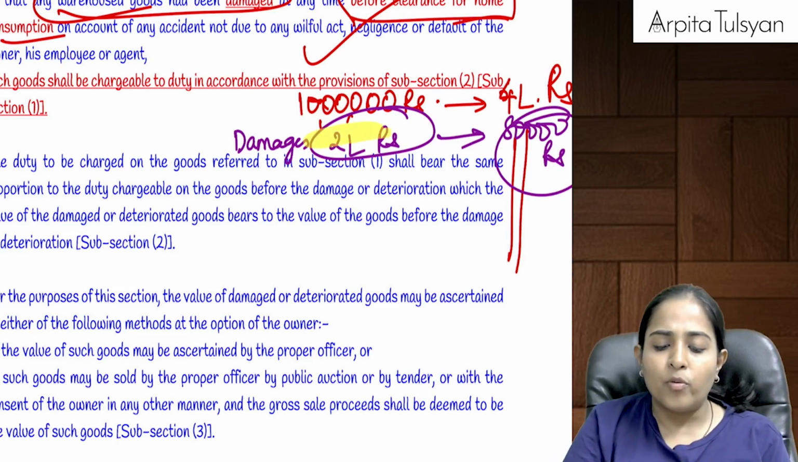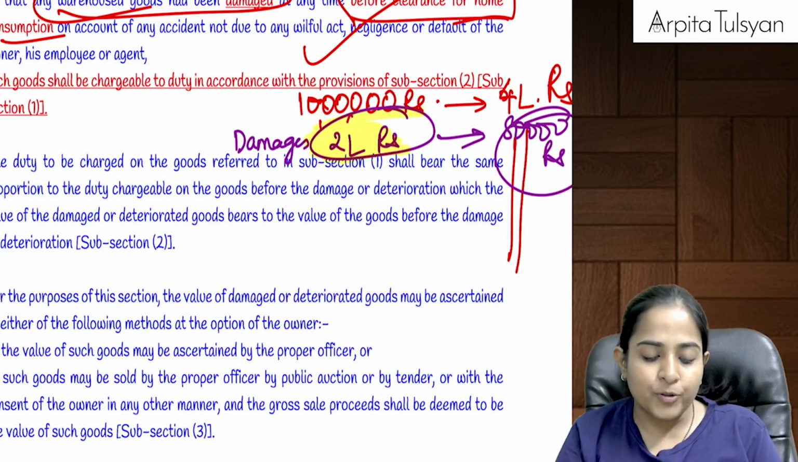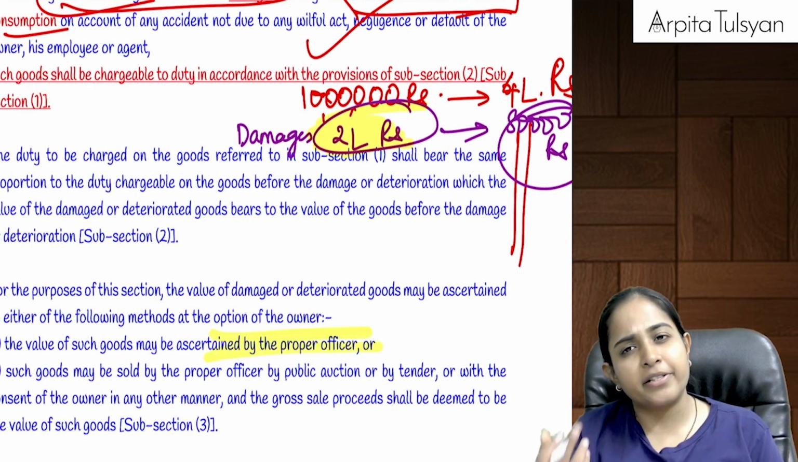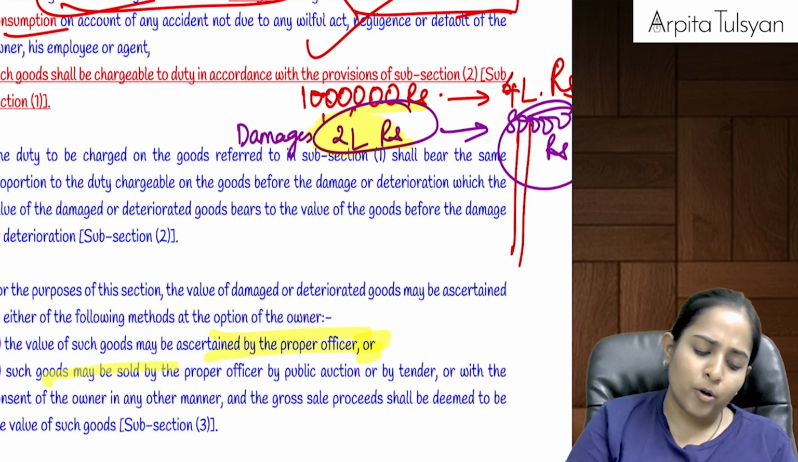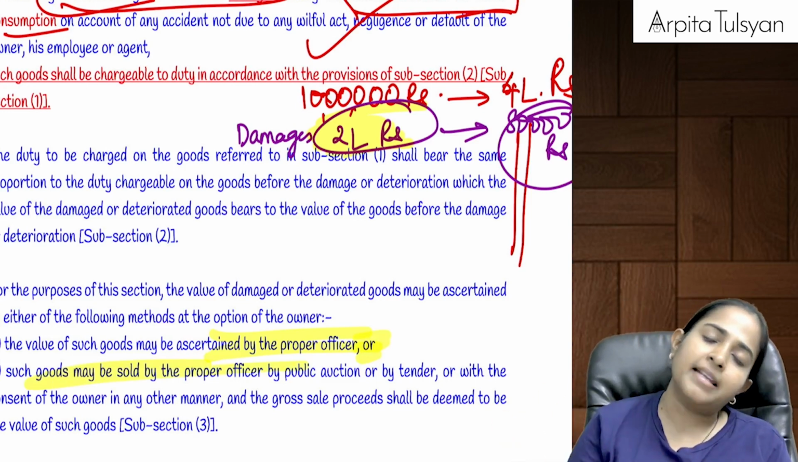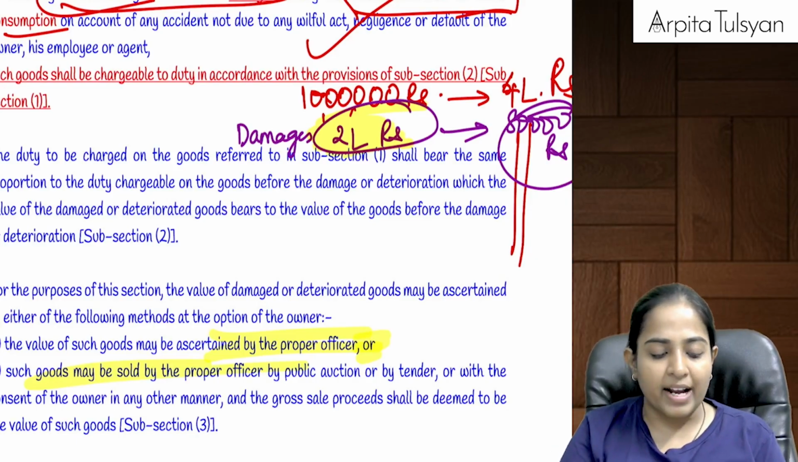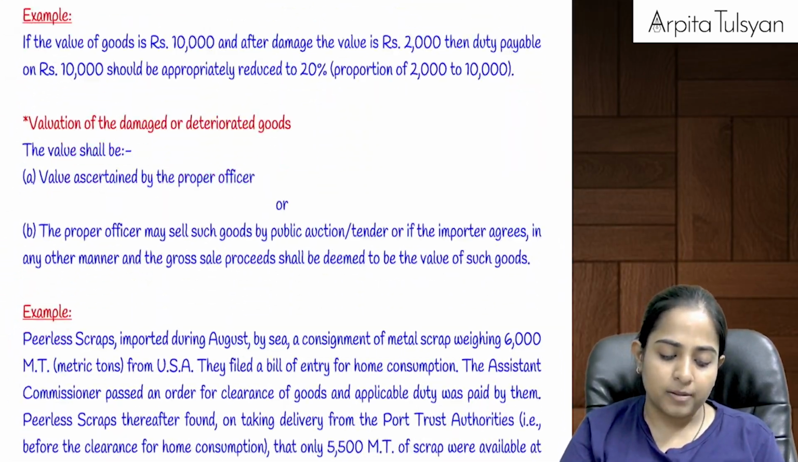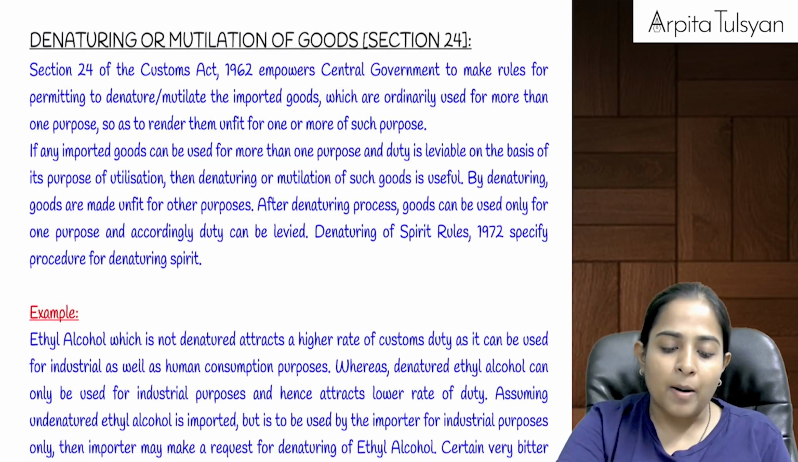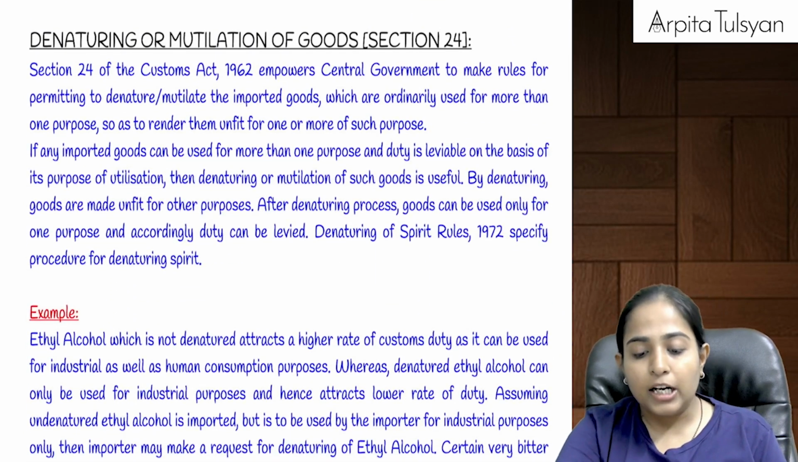Ma'am, who will calculate this 2 lakh rupees damage? So this 2 lakh rupees damage will be ascertained either by the proper officer, or the proper officer will determine it by selling the goods under auction, and whatever amount is realized will be considered as the value of the damaged goods. Are you understanding this? Yes, this was all about section number 22.